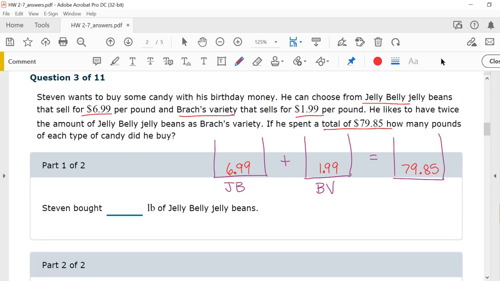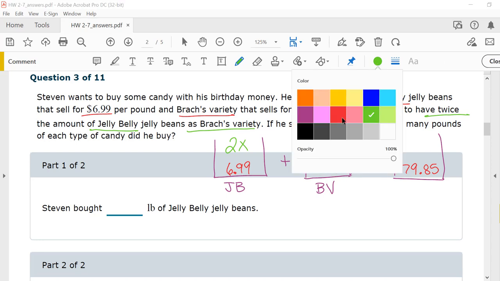Okay, now let's go do the amounts. He likes to have twice the amount of Jelly Belly as Brock's. So if I let Brock's be X pounds, Jelly Belly jelly beans, he would like to have twice that many.